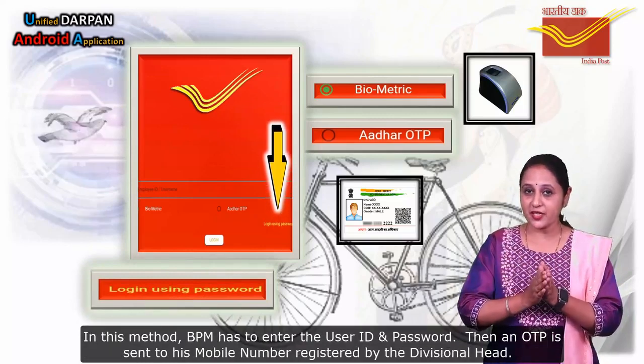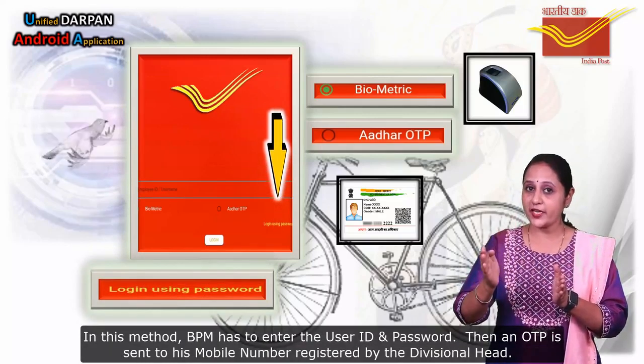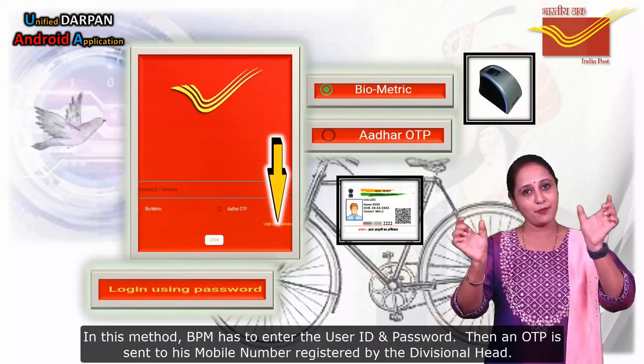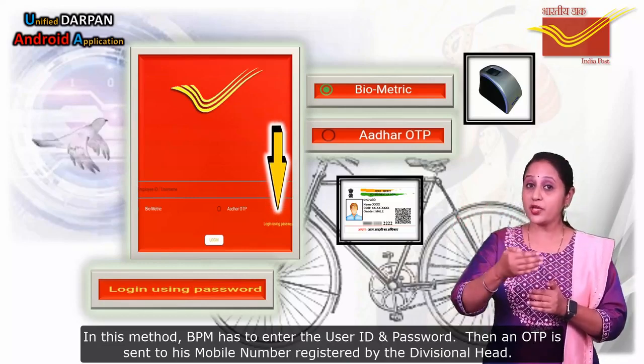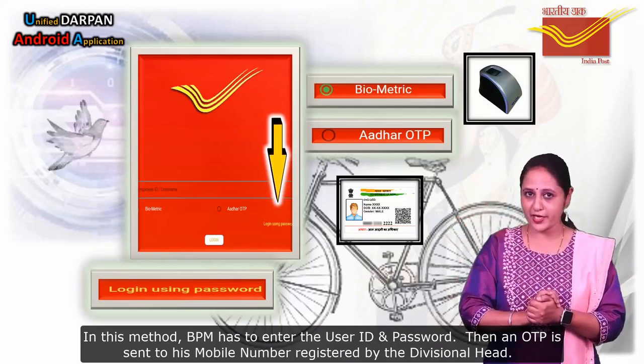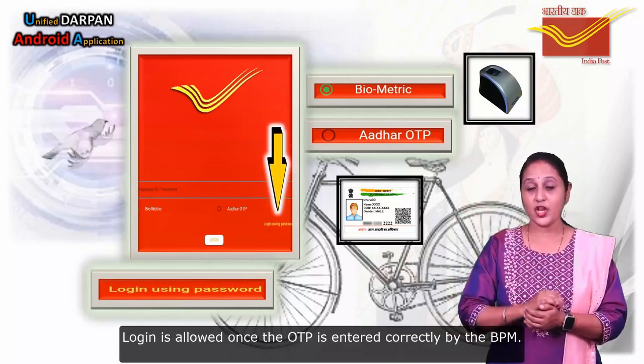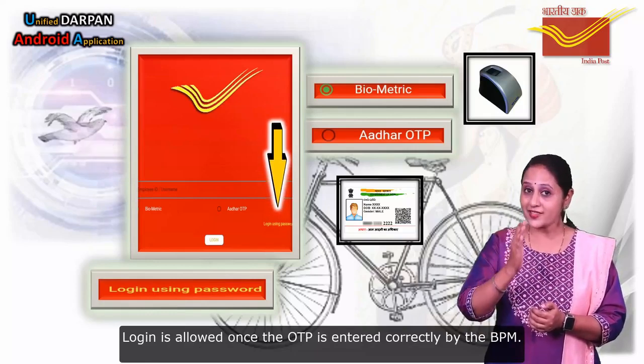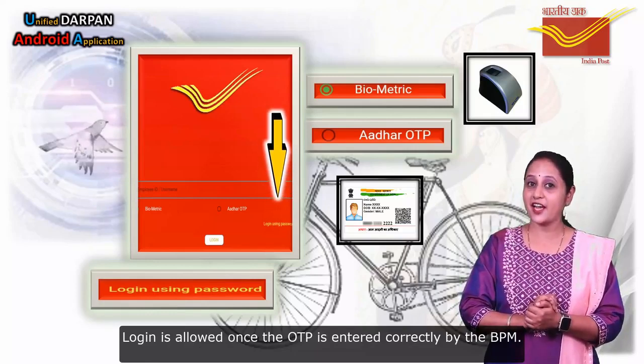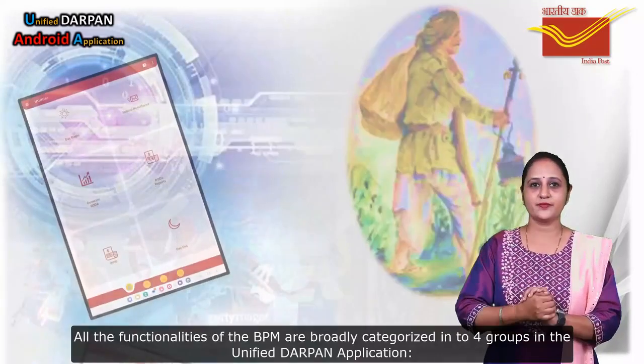The last one is by entering the user ID and the password with OTP. In this method, BPM has to enter the user ID and password. Then an OTP is sent to his mobile number registered by the divisional head. Login is allowed once the OTP is entered correctly by the BPM.